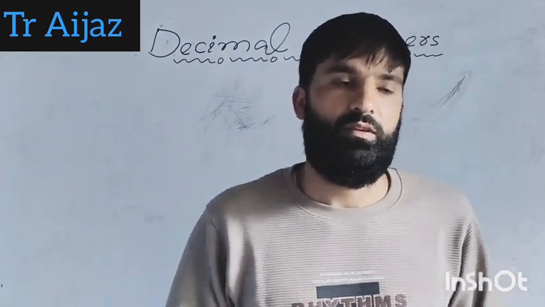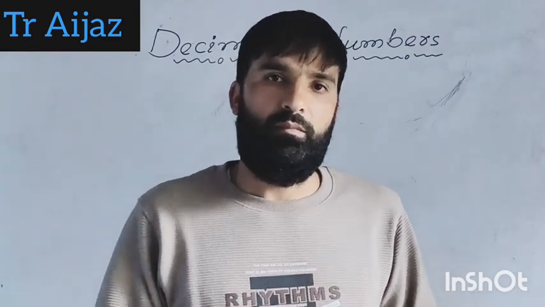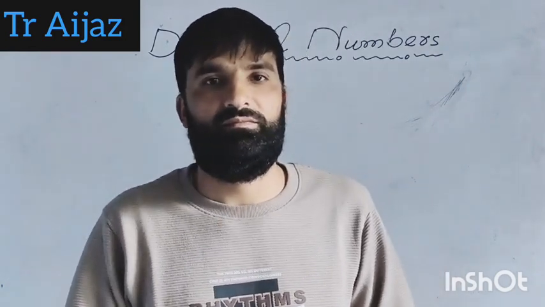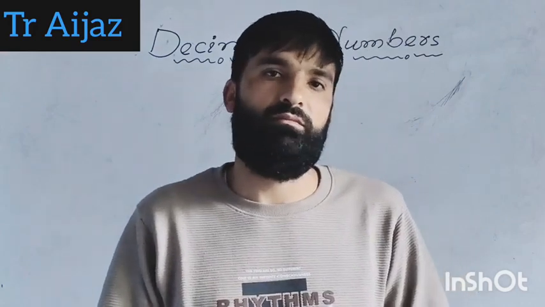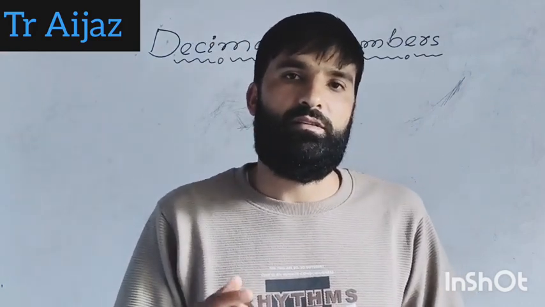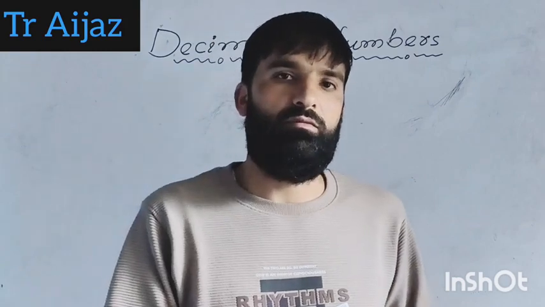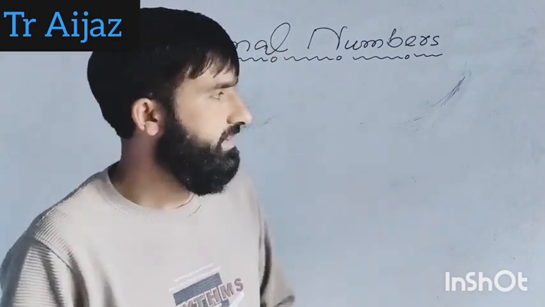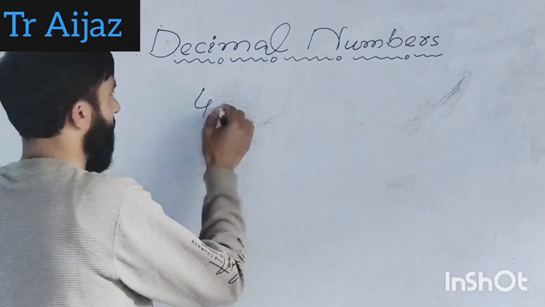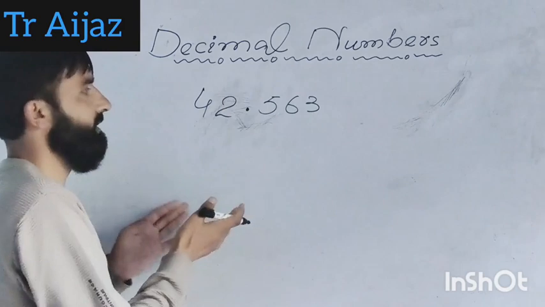So let's begin. First of all, let me define what a decimal number is. It's very simple. Any number which has a decimal point is known as a decimal number. It's so simple. Like 17.13, this is a decimal number. 235.1359, it's a decimal number. 42.563, this is a decimal number.